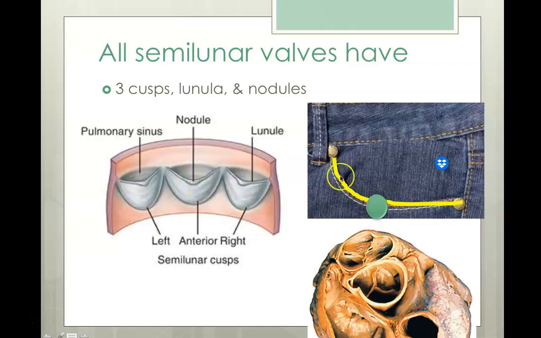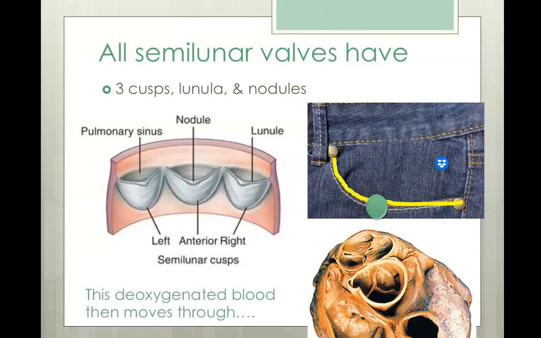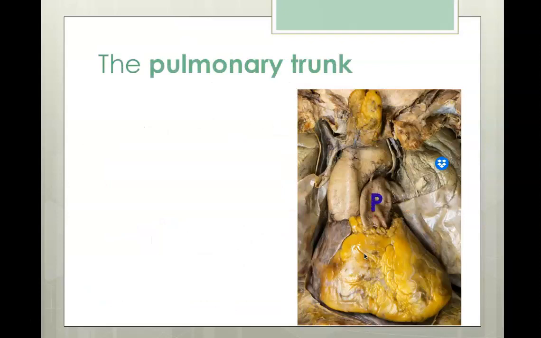So we like to compare this to an actual pocket. So that portion outside the pocket is going to be your lunule. And then imagine that there is a little fibrous nodule right in the center of it. Now, when these 3 cusps come together, those nodules help to close up that center compartment so that blood will pool into the pockets but not go through that center area. So it really does a great job of closing that valve. So now the deoxygenated blood is going to move past this pulmonary semilunar valve and into your pulmonary trunk.